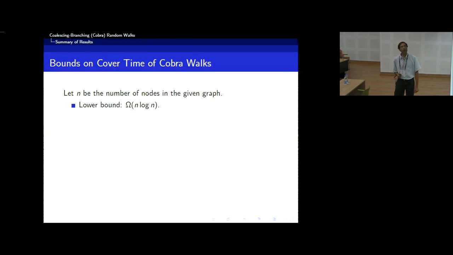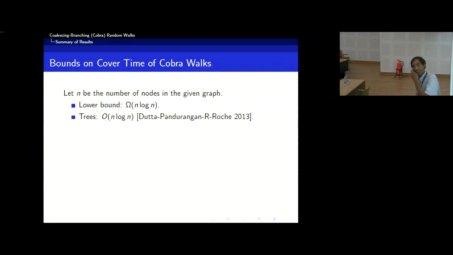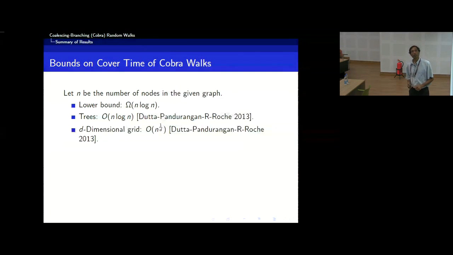The first is a not fairly straightforward lower bound that I'll illustrate in a moment: with high probability it will take n log n rounds, n log n steps, in the worst case, on the worst case graph, for a Cobra Walk to complete. It is not difficult, but it's not trivial, to show that on trees you can achieve that bound, and in fact for trees this is the tight bound. You can get an n log n bound for trees with high probability for the Cobra Walk to cover everybody. On d-dimensional grids, you can get a bound of n to the 1 over d.